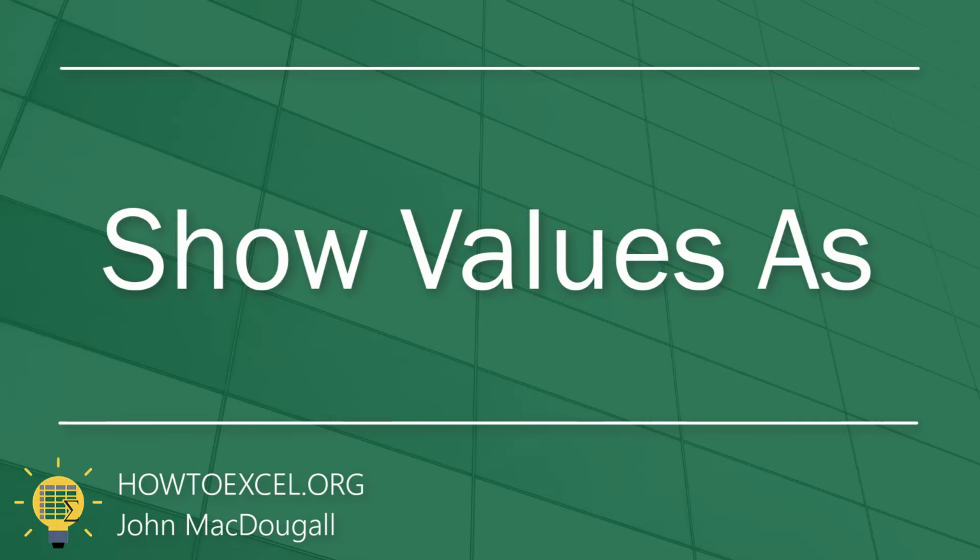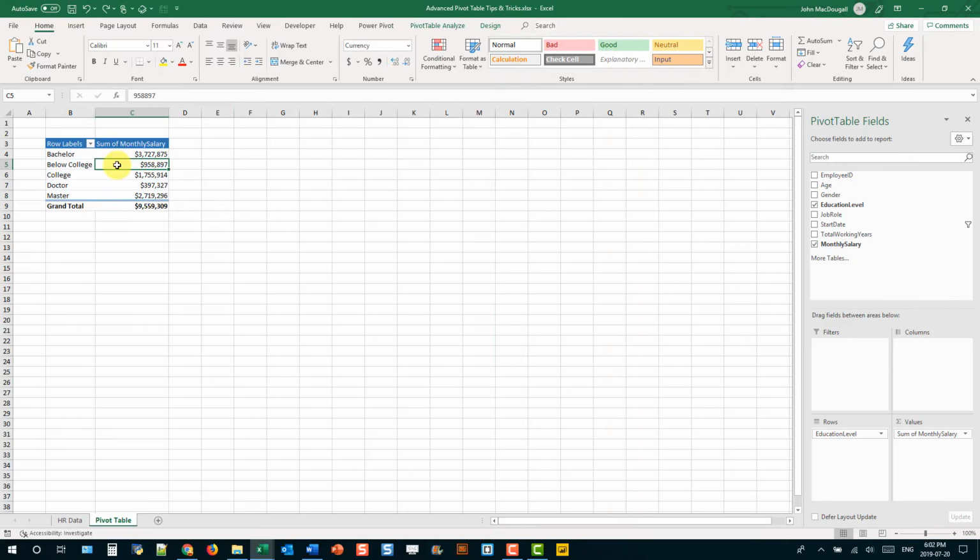In this tip, we're going to take a look at the show values as options. So with the show values as options, this is going to allow you to display the results of your pivot table as different types of calculations. So for example, we could display the values here as a percentage of the grand total.